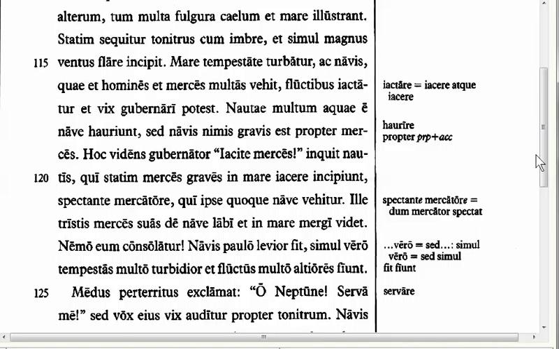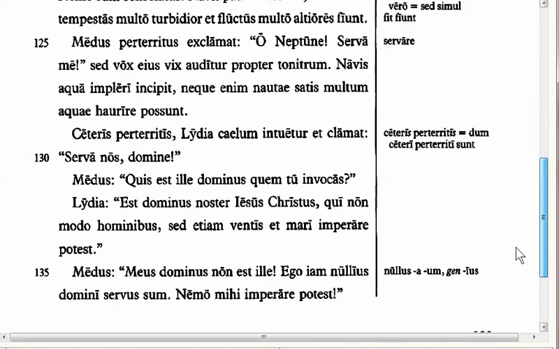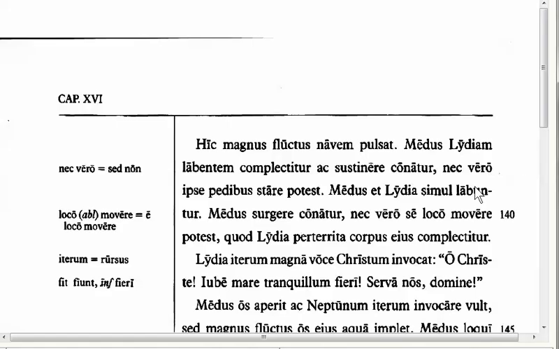The last feature I want to point out in chapter 16 is loco. Medus surgere conatur, neque ero se loco movere potest. Medus tries to get up, but he is not able to move himself from that place. Loco here, another ablative without a preposition, gets a special name. Here it is the ablative of separation, because he is moving away from the location. Actually, in this case, he can't move from this location.